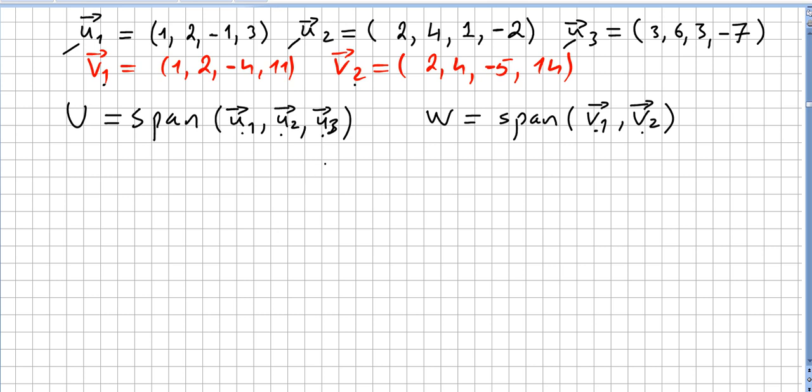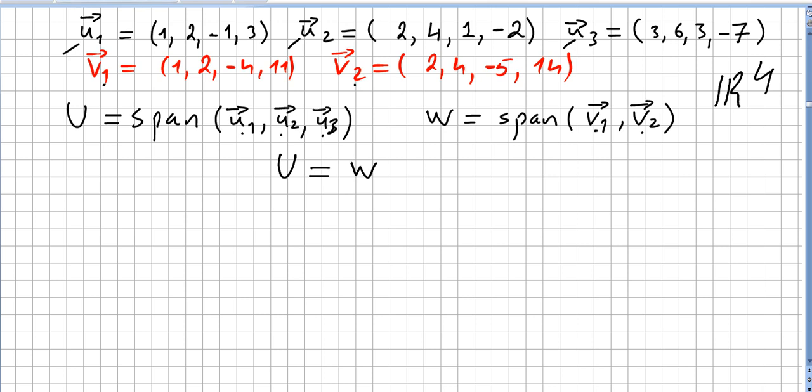Now we want to show that they are all subspaces of R4. This is obvious, right? Well, it's obvious that they are all in R4, but they are all subspaces of R4. Let us show that U, the space spanned by these vectors, is the same as W, the space spanned by these vectors.